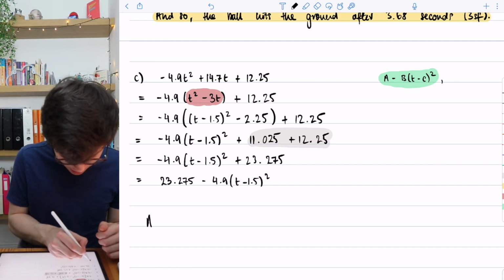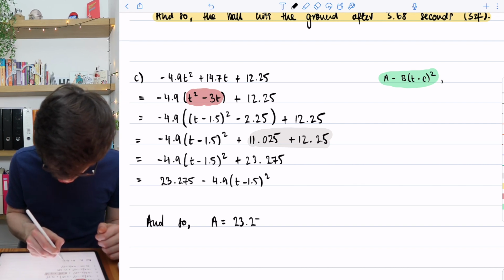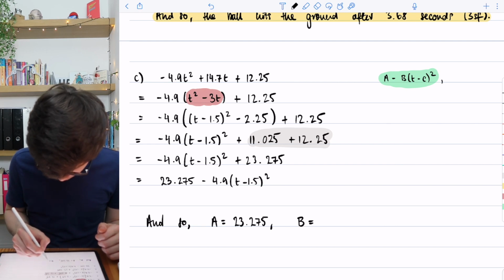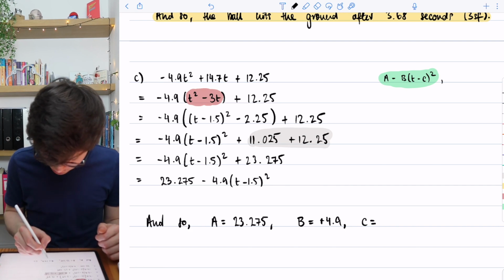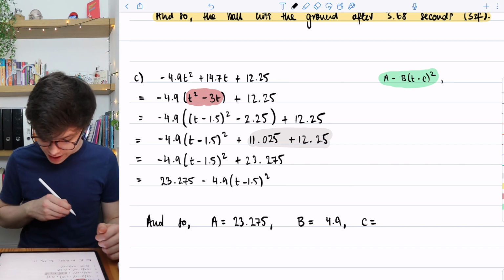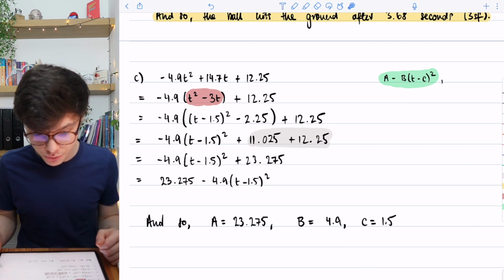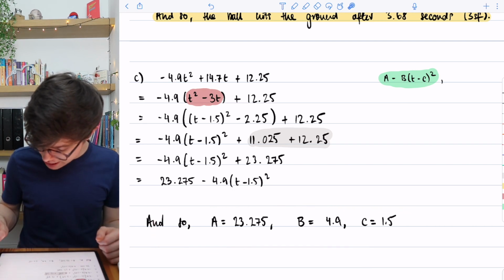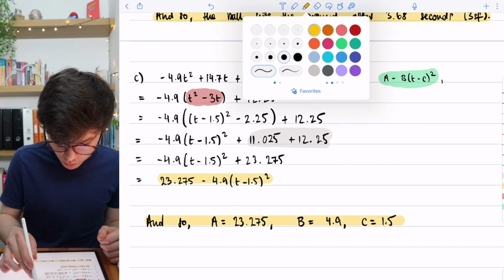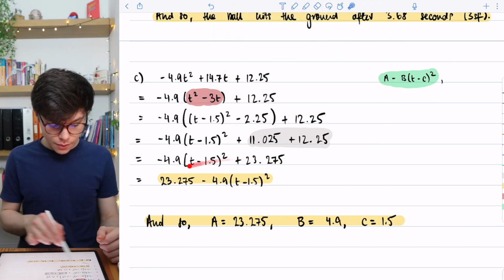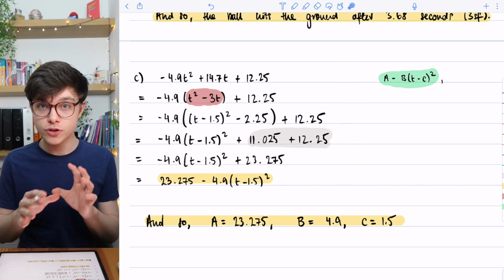And so I can state that A is 23.275, B is plus 4.9, and C is 1.5, because they're already negatives there. Okay, and that is our final answer, so we'll highlight that. And we'll highlight that as well because that's what we were asked to do. So we've now completed the square on our quadratic. That really wasn't a modelling question, that was more of just a maths question.